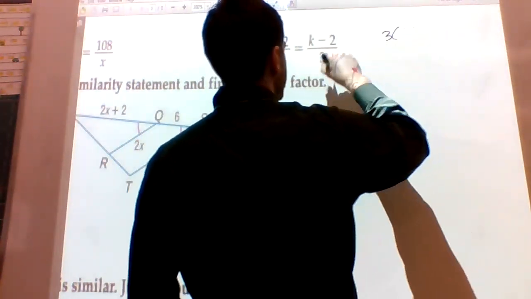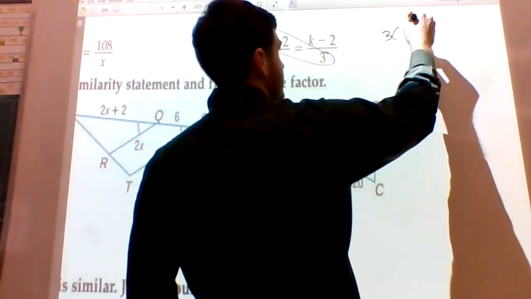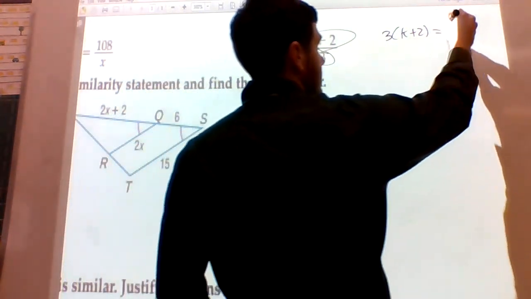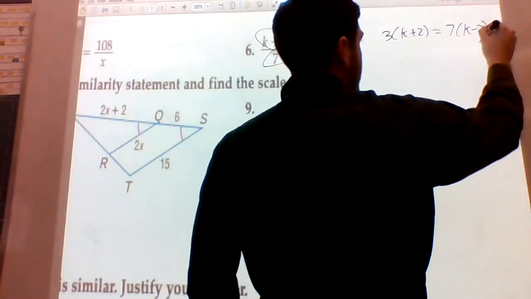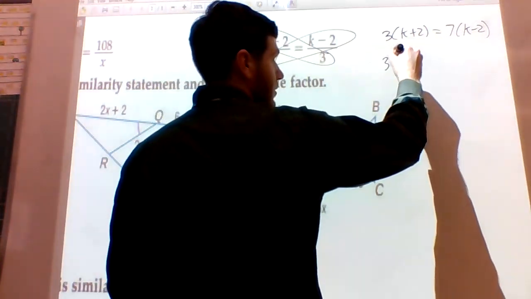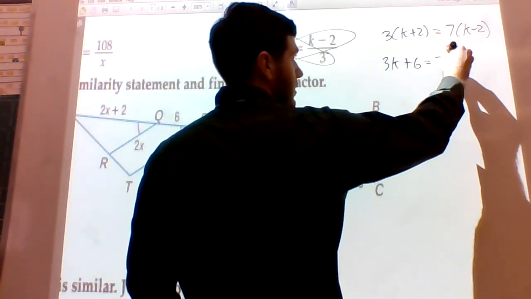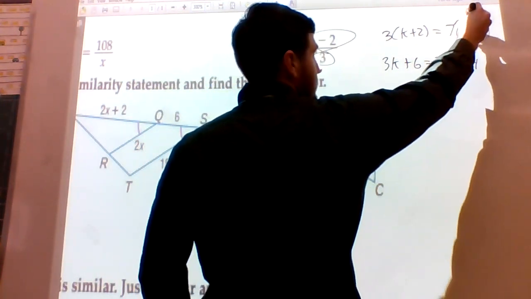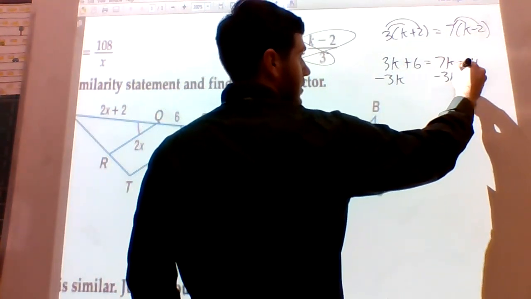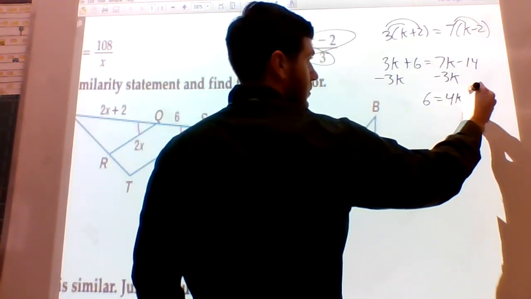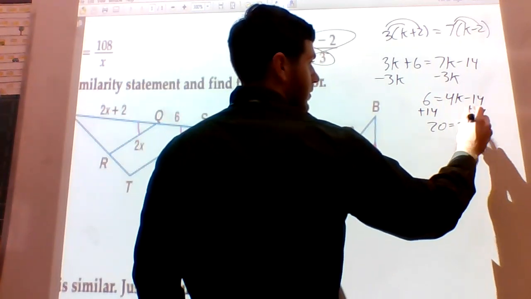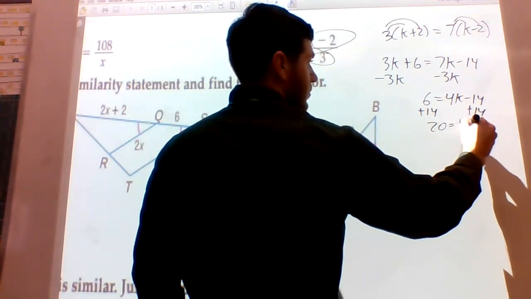Okay. So 3 times, we can cross multiply. 3 times k plus 2, and then 7 times k minus 2. Distribute the 3, so we get 3k plus 6 and 7k minus 14. Subtract 3k, we get 6 equals 4k minus 14, add 14, and then divide by 4.